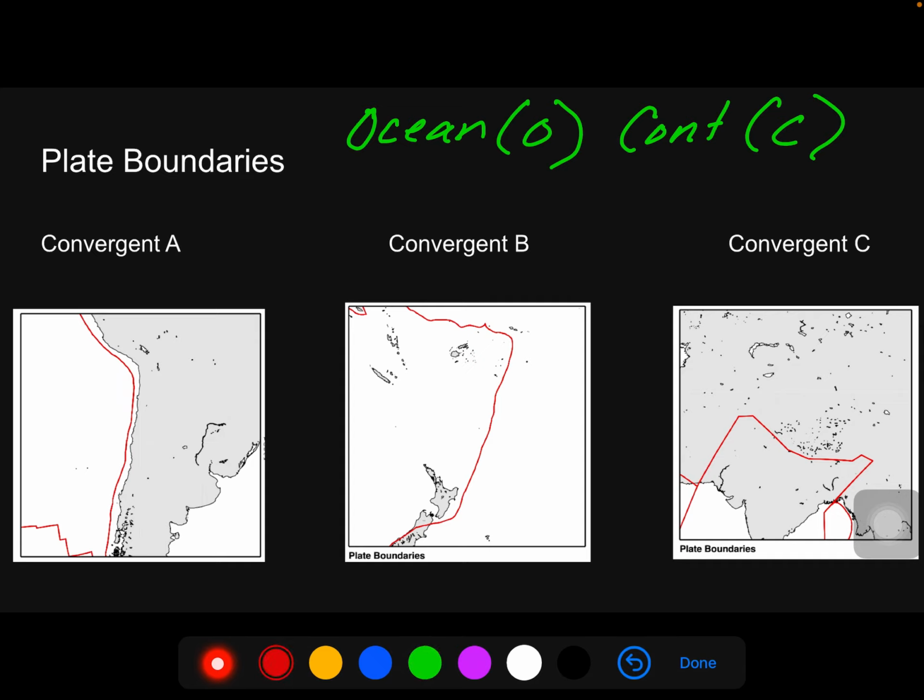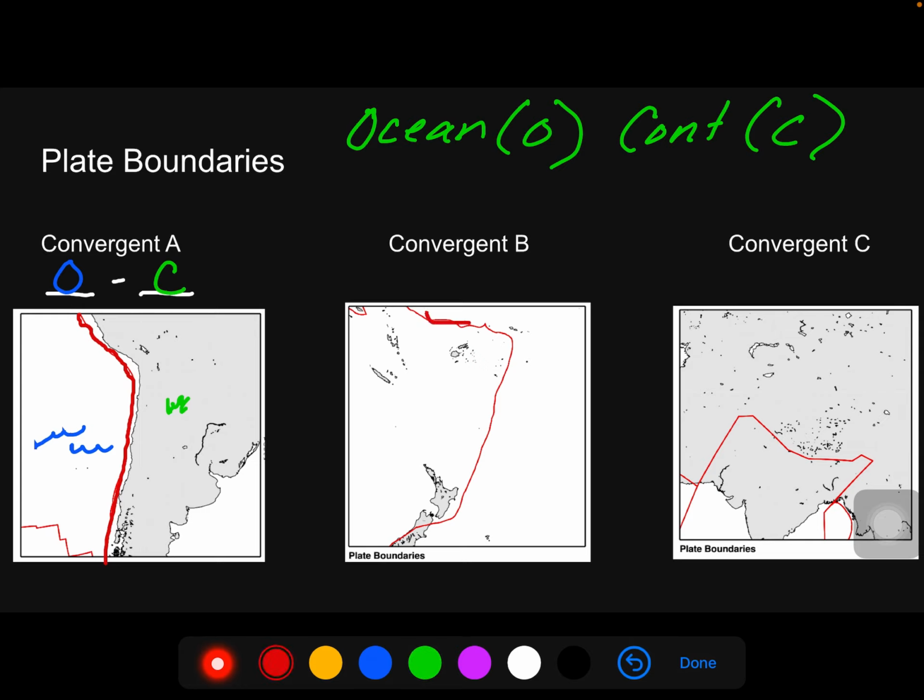So this first one here, again, on either side of the plate boundary, what type of crust do we have? As we name crust at boundaries, it's going to be two parts. What do I see on one side? What do I see on the other side? So here in map A, we see ocean on one side, and of course, land or continent over here on the other side. So the first map is an ocean-continent boundary.